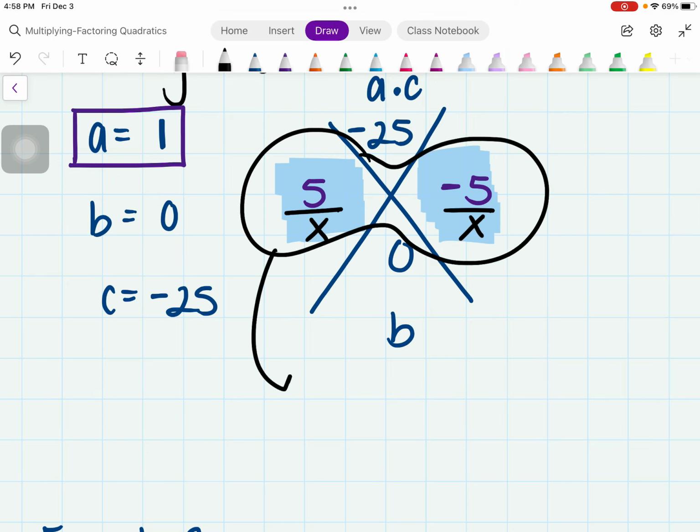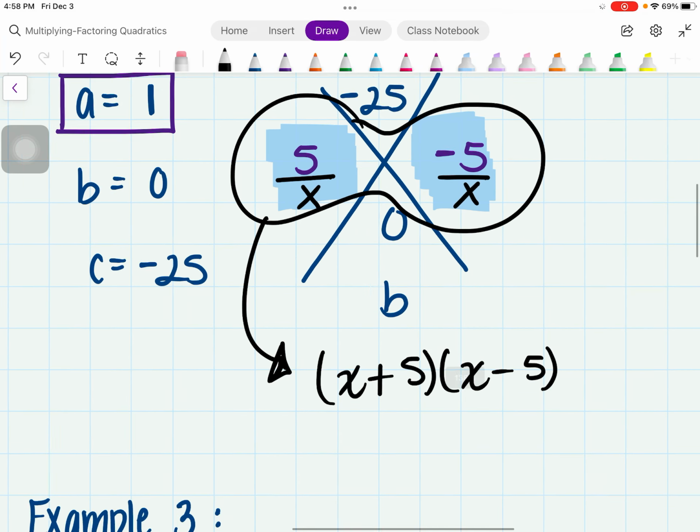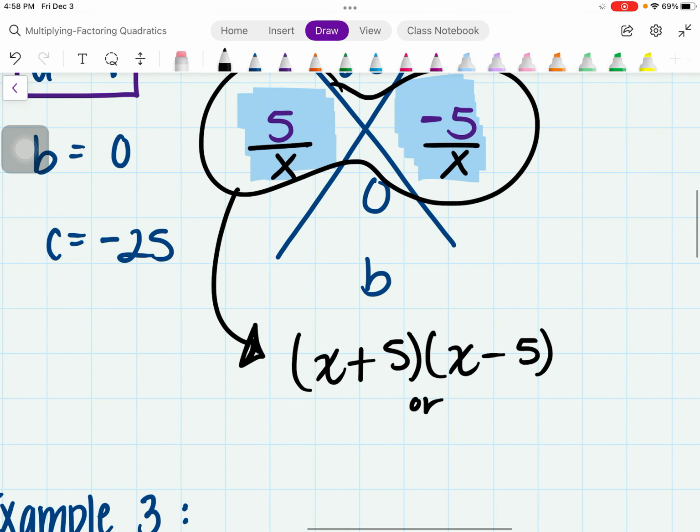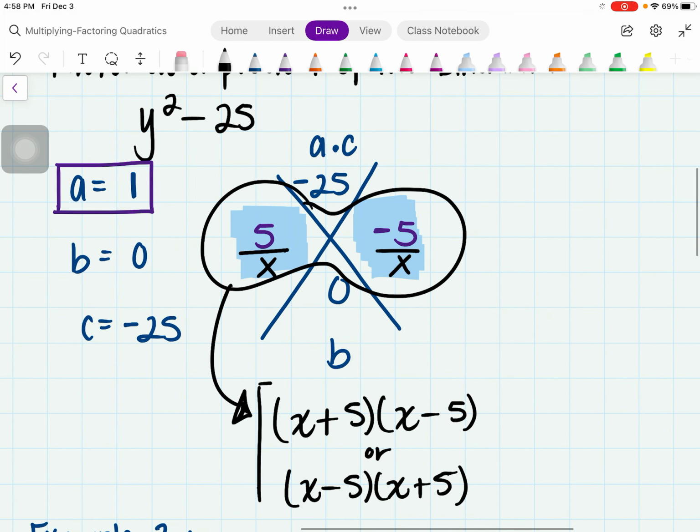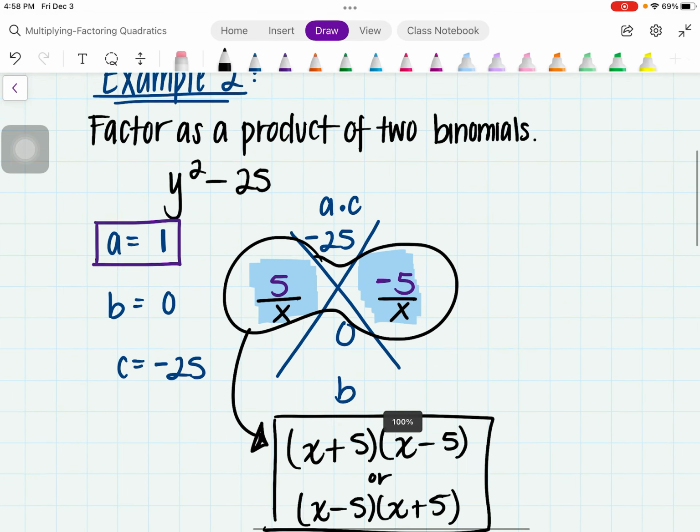So, down here, the answer should be y plus 5 times y minus 5. It's a 5, by the way. Or we could do y minus a 5 times y plus a 5. And that's our final answer. Any of these two, it doesn't have to be both, but any of these two would be a final answer.